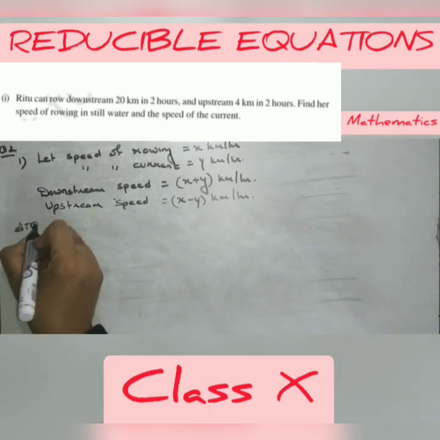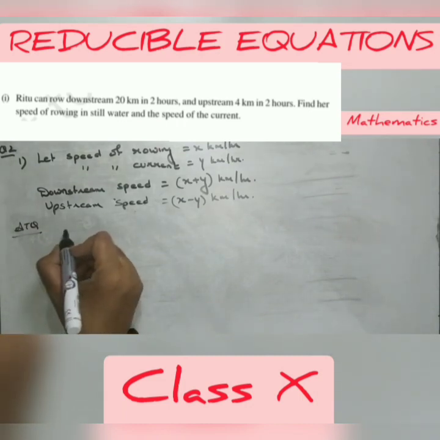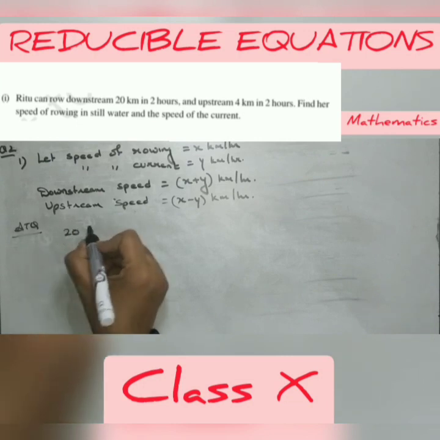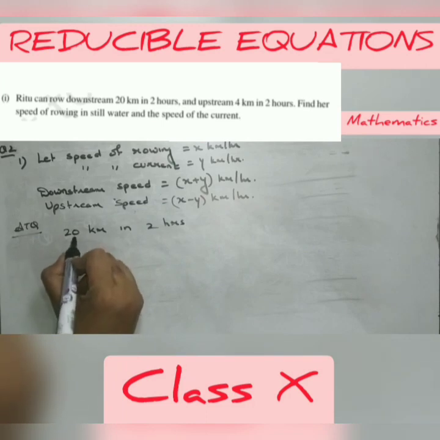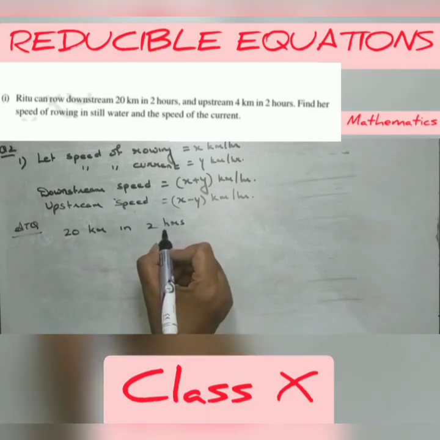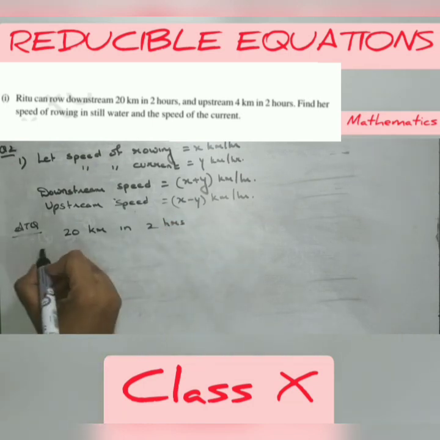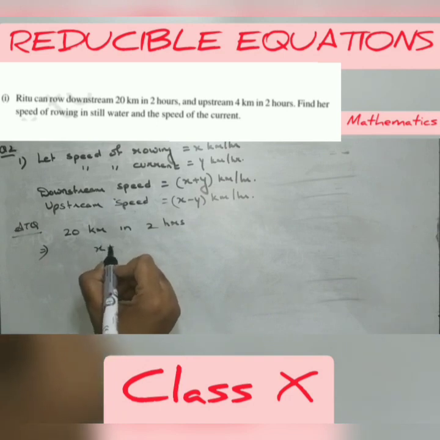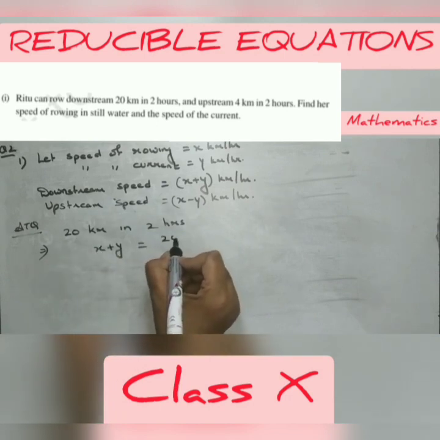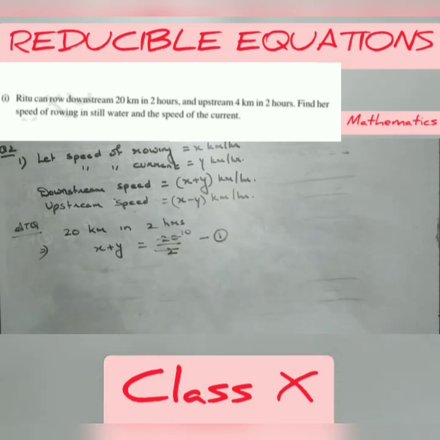According to question, Ritu can row downstream 20 kilometers in 2 hours. 20 kilometers in 2 hours. This is distance, this one is time. And distance upon time is equal to speed. So according to question, what is the downstream speed? This is x plus y and speed is nothing but distance upon time, that is 10. Equation number 1.